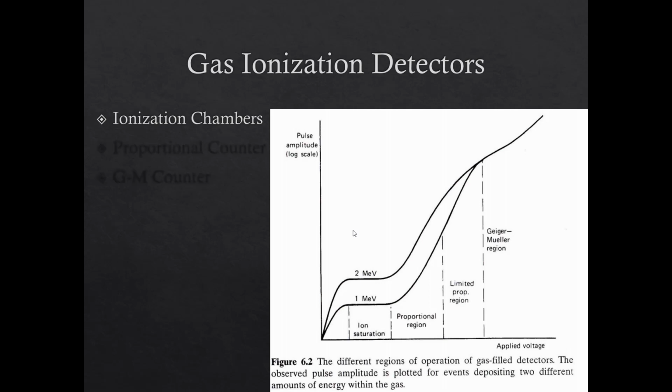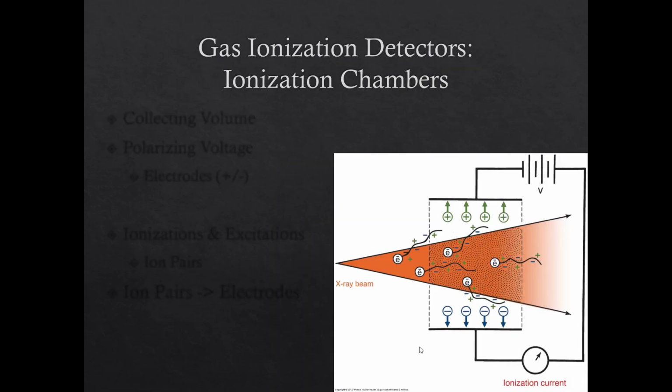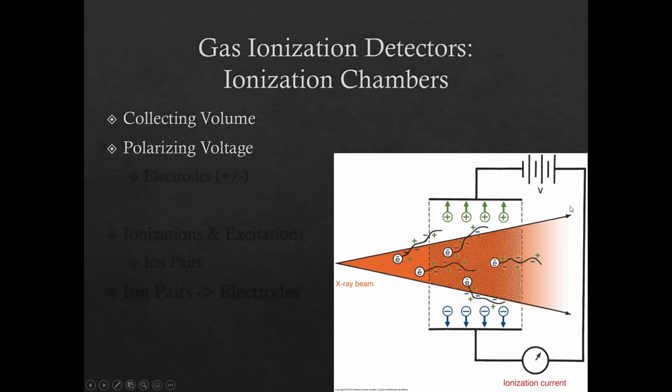So now we'll focus on ionization chambers, this first region here. This is going to be a schematic of an ionization chamber where you have a collecting volume in the center here. You'll have a polarizing voltage that is set for electrodes. So this is going to be a negative electrode that's going to attract the positively charged holes. And then you'll have a positive electrode that is going to attract the electrons that are created within this volume.